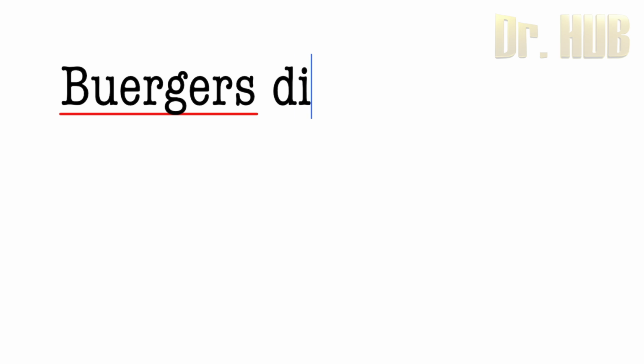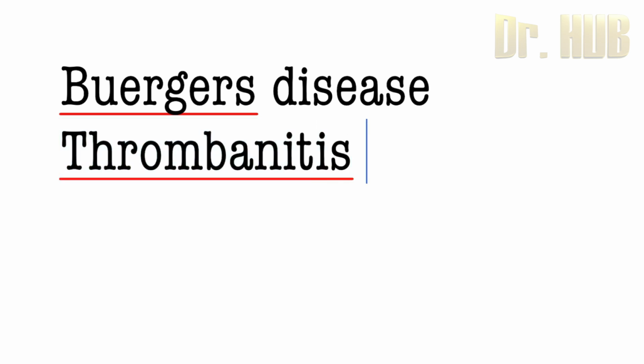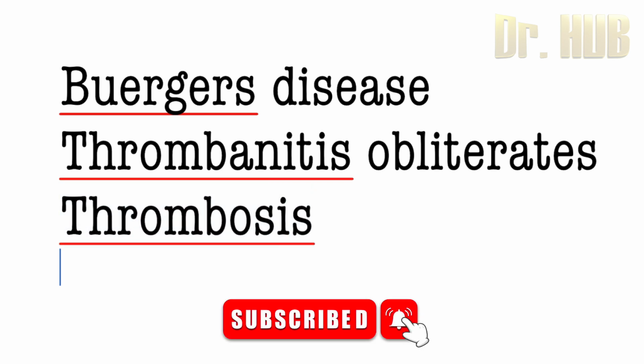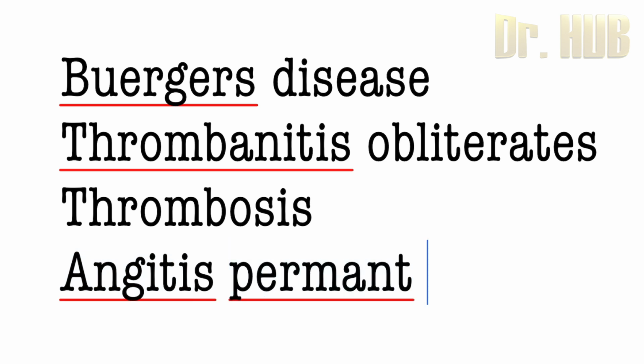Buerger's disease. Buerger's disease is also known as thromboangiitis obliterans, and the pathophysiology is thrombosis followed by angiitis, and it also leads to permanent vessel occlusion.